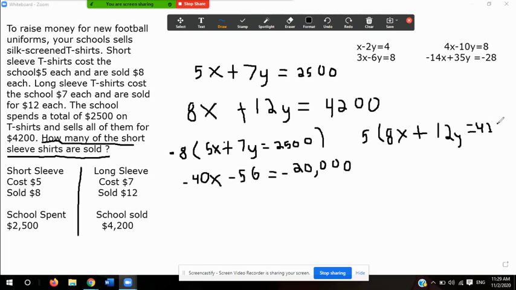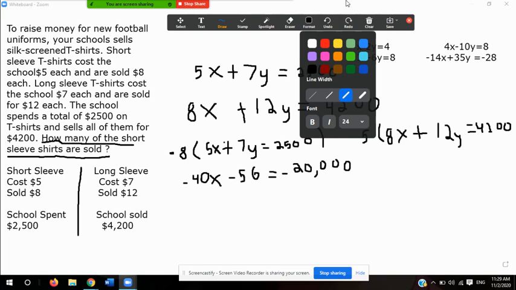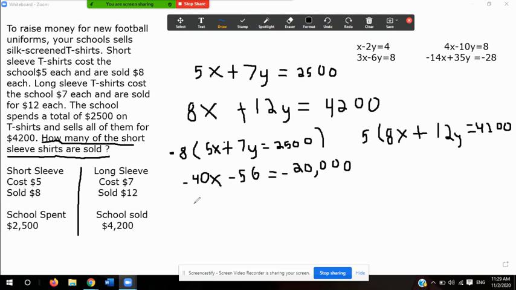So let me go ahead and write that: 4,200. Okay, so now we're going to multiply the second equation by 5. 5 times 8 is 40, so 40x. And 5 times 12 is 60, so that would be 60y. And 5 times 4,200 is actually 21,000. Okay, so I have that.